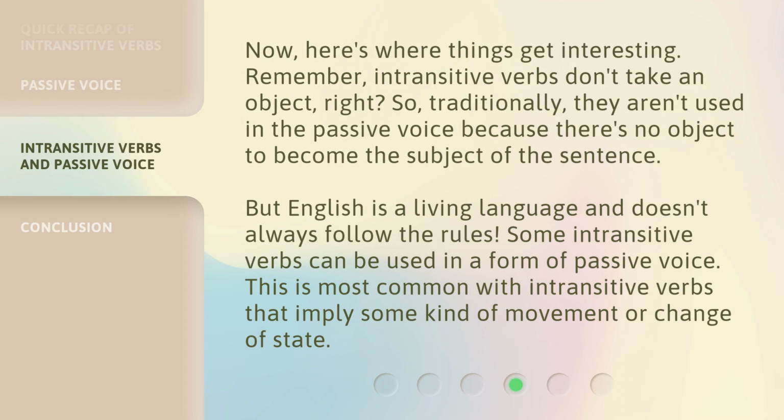Now, here's where things get interesting. Remember, intransitive verbs don't take an object, right? So, traditionally, they aren't used in the passive voice because there's no object to become the subject of the sentence. But English is a living language and doesn't always follow the rules. Some intransitive verbs can be used in a form of passive voice. This is most common with intransitive verbs that imply some kind of movement or change of state.